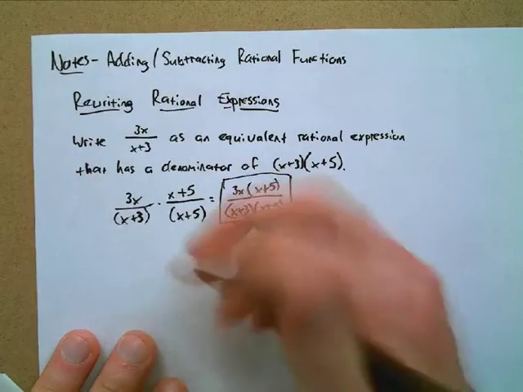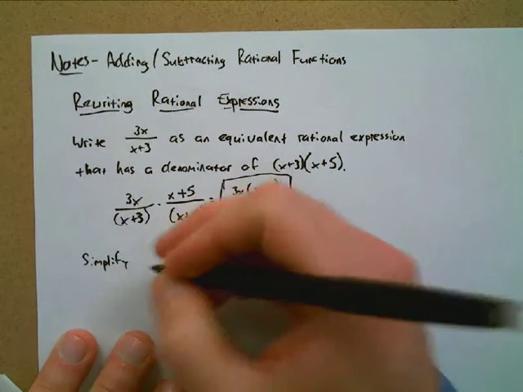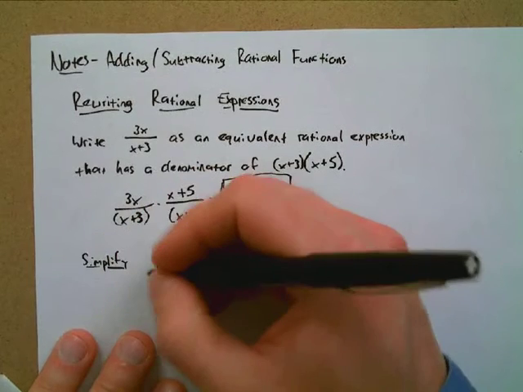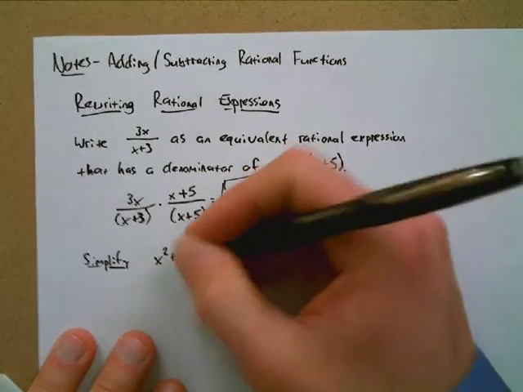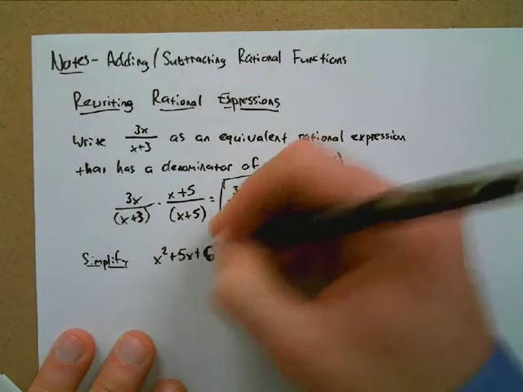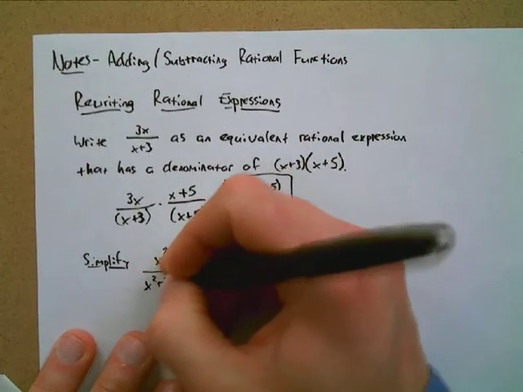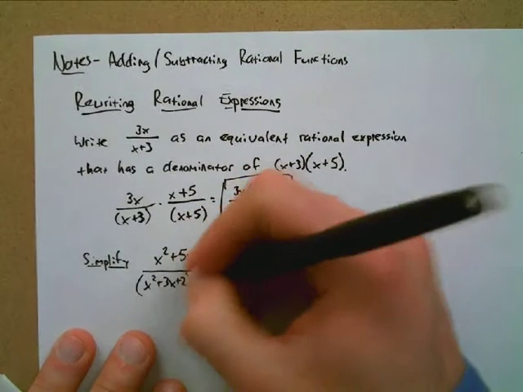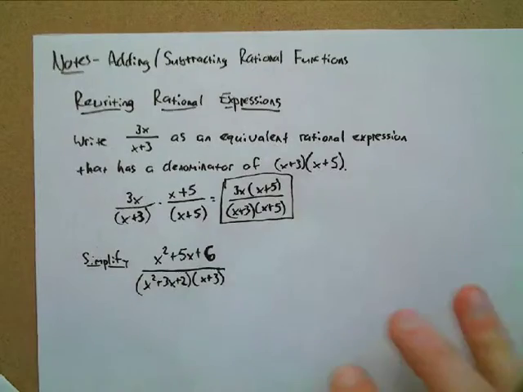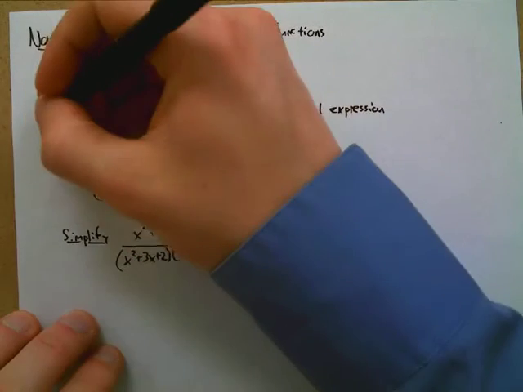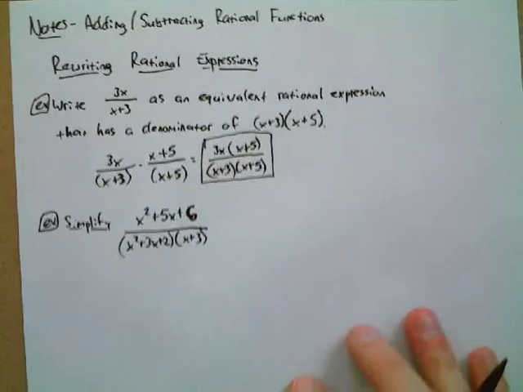Let's do something maybe more straightforward, that we're more comfortable with. Simplify. So let's just simplify (x squared plus 5x plus 6) over (x squared plus 3x plus 2) times (x plus 3). So again, that was one example. Here's another example. Let's say you just want to simplify.